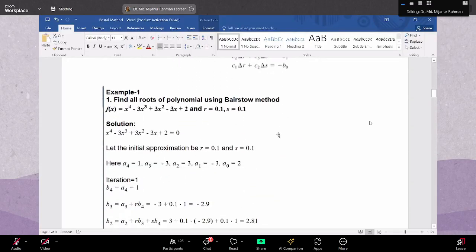If this is the problem: x to the power 4 minus 3x cube plus 3x square minus 3x plus 2.